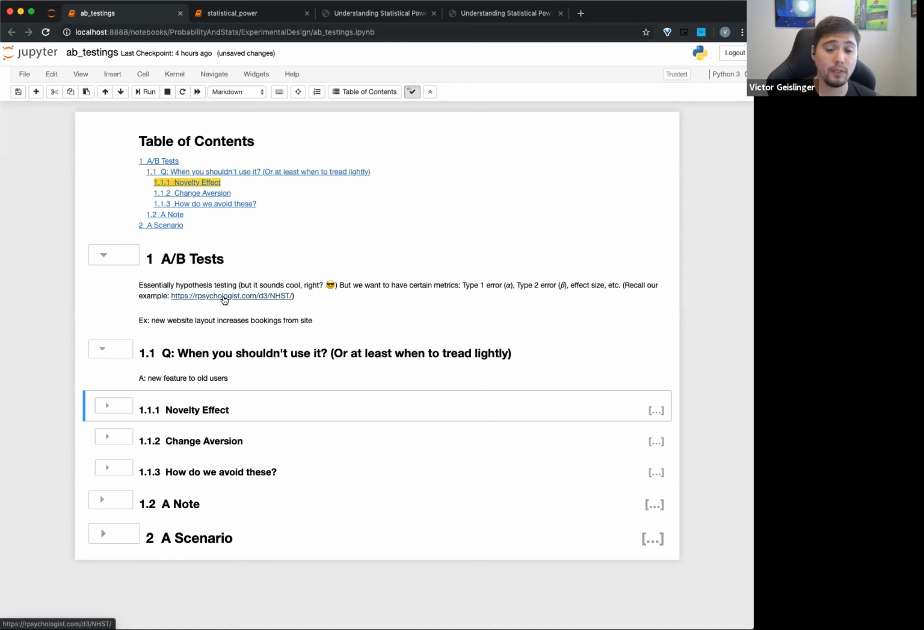A couple of things to consider are novelty effect and change aversion. Thumbs up if you have ever heard either of those terms before. Okay, I see the thumbs up. It's probably pretty self-explanatory, but we'll talk a little bit about what this is. These are considerations you should make when you do an A/B test. Whenever you do an experiment, you should always consider how this could go wrong.